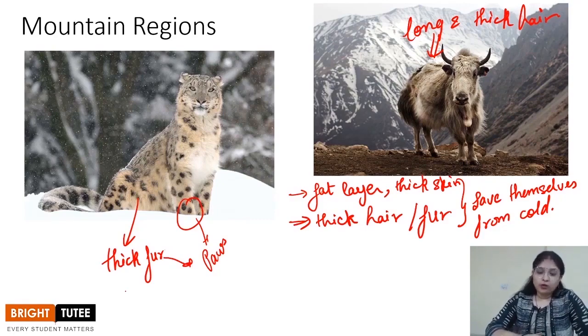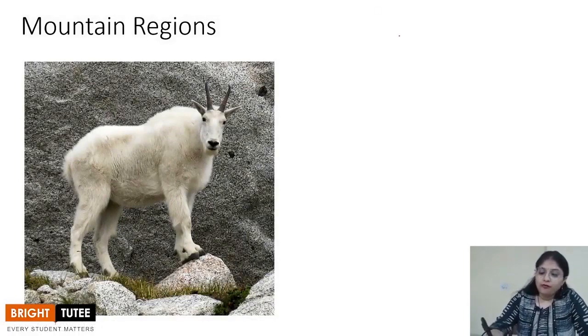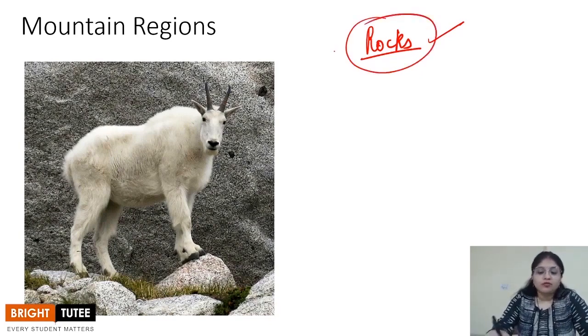Now, when we talk about the terrain, that means the landscape of the mountain regions, these landscapes are usually made up of rocks, right? And these are quite undulating. That means there are lots of slopes, and there are lots of places where there are very difficult rocks. And if you look at the animals which are living on the plain surfaces, you will find that these animals will not be able to climb these rocks.